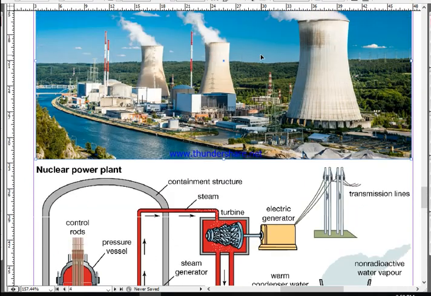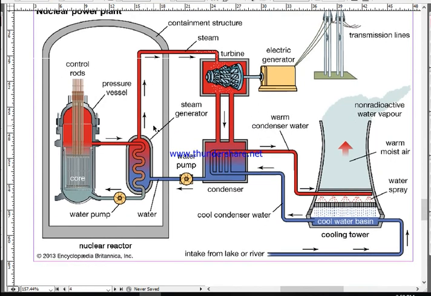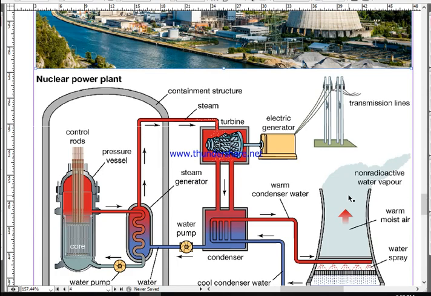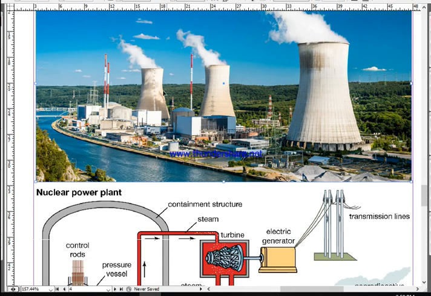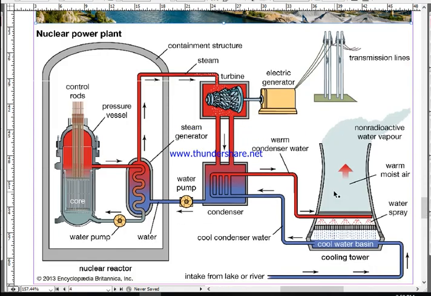Now the internal structure of the nuclear plant is somewhat like this. It contains three units. One is the nuclear reactor, and then here you can see the turbine. Here is the condenser, and this is the cooling tower. The structures you are seeing here are cooling towers.